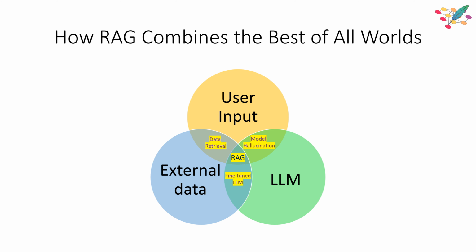Finally, when we combine user input, the LLM, and external data, we get RAG. This is where the magic happens. With RAG, we leverage the strengths of all three elements: accurate data retrieval, powerful language generation, and real-time adaptability to deliver accurate, relevant, and insightful responses.